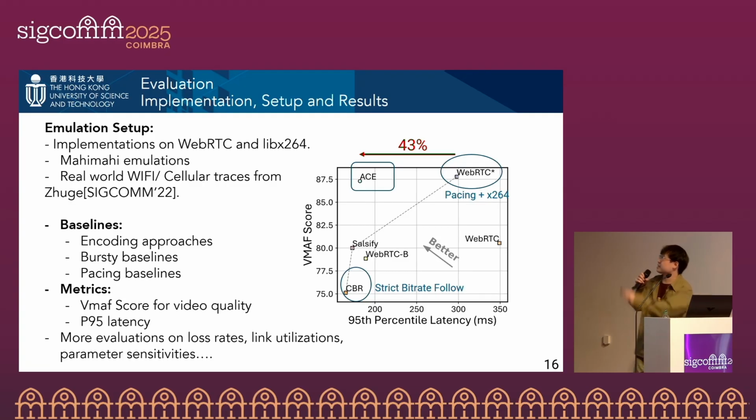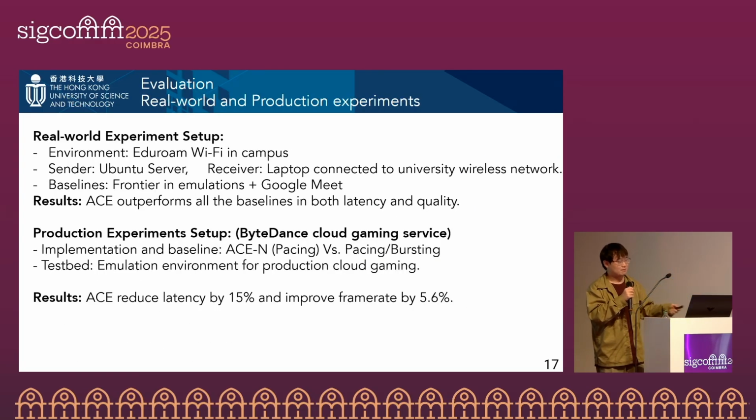In conclusion, compared to the best quality baseline, we have a 43% latency reduction with almost no VMAF score loss. We also have more evaluations on loss rate, link capacity utilization, parameter sensitivity, and fairness, and you can find them in the paper. We also have two supplementary experiments to validate that ACE can be deployed with real-world performance. The first one, we tested it on the campus Wi-Fi. We compared ACE with baselines and Google Meet, a commercial app, and ACE can outperform them in both latency and quality.